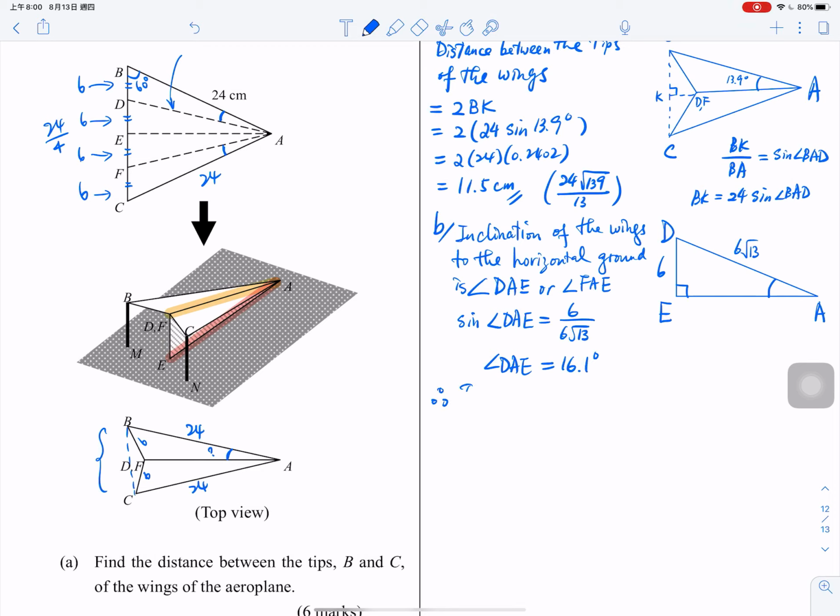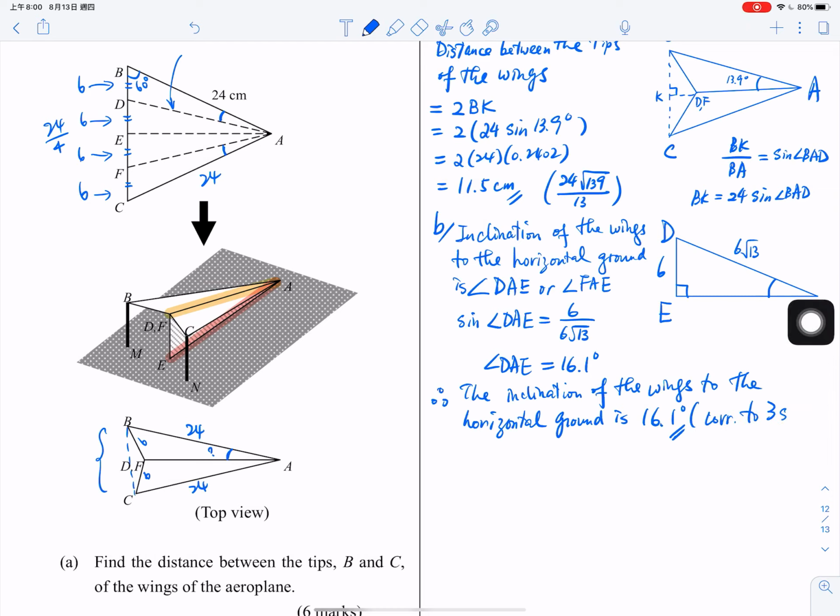So the inclination of the wings to the horizontal ground is 16.1 degrees, correct to 3 significant figures. Understand? Okay.